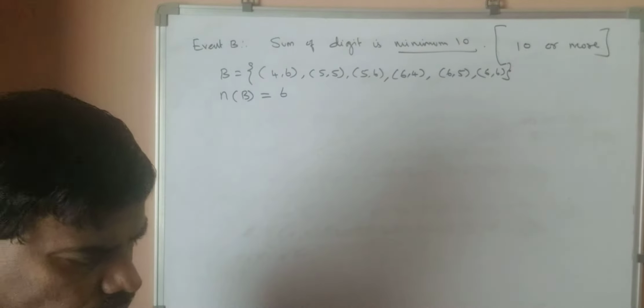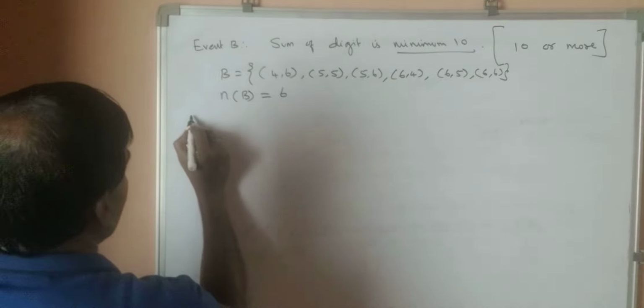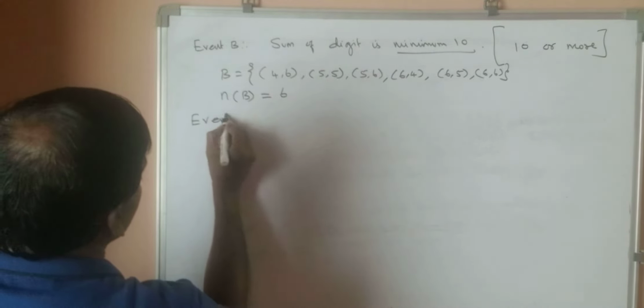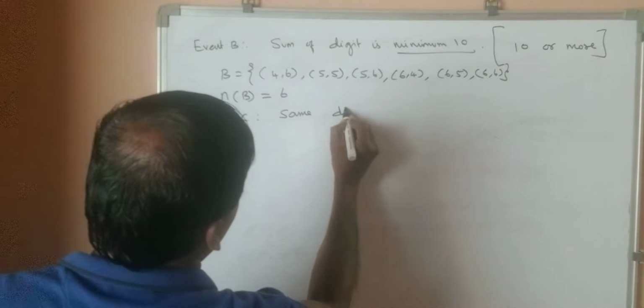Now, another one is there, the same digit on both the upper faces, event C, same digit on the upper face.